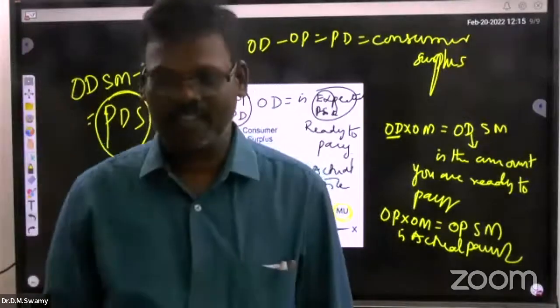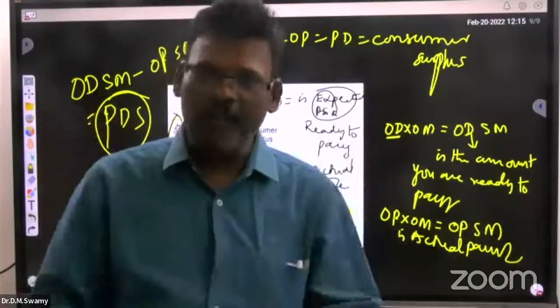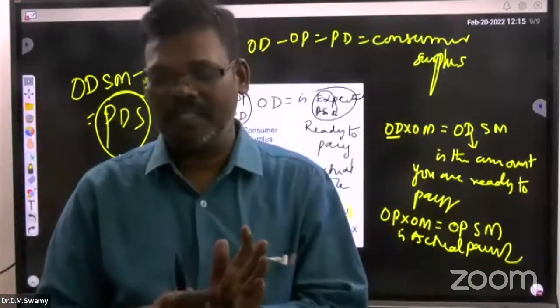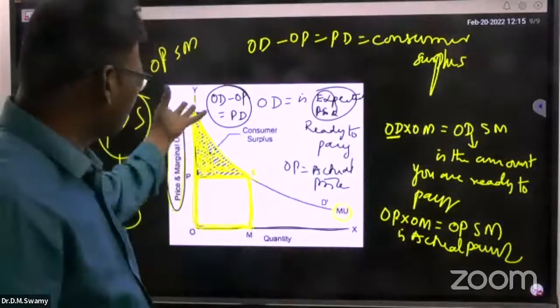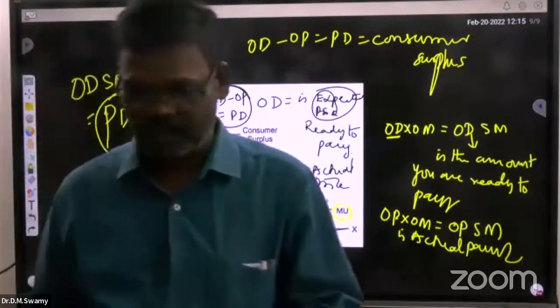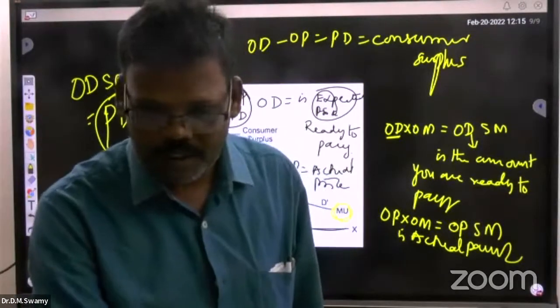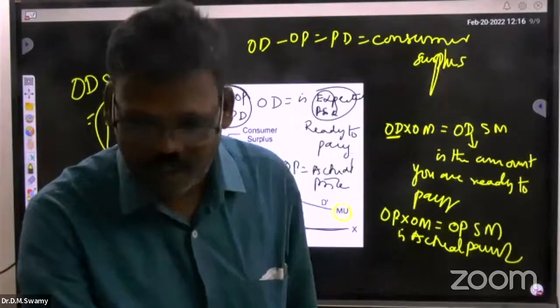So that is the concept here, the consumer surplus. It can be market surplus or consumer surplus, one commodity surplus or for all commodity surplus. Like that we can see this concept particularly. This is what is called consumer surplus. Please, on this concept, if you have any doubt, please ask me.